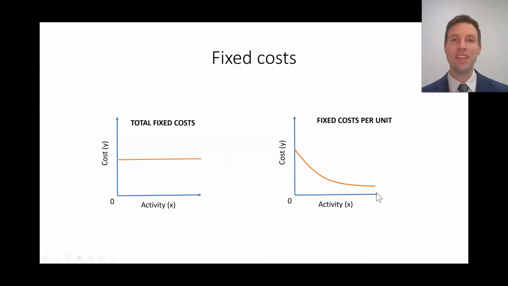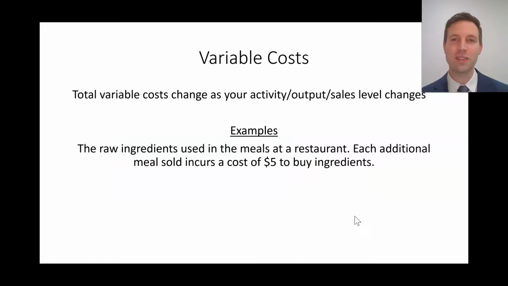So fixed costs in total stay constant, like in this graph. But if we want to express a fixed cost on a per unit basis, fixed costs get spread and decrease as the number of units we produce increases. Another way that we can classify costs is as variable costs. A business's total variable costs will increase as your production or activity levels in the business change.